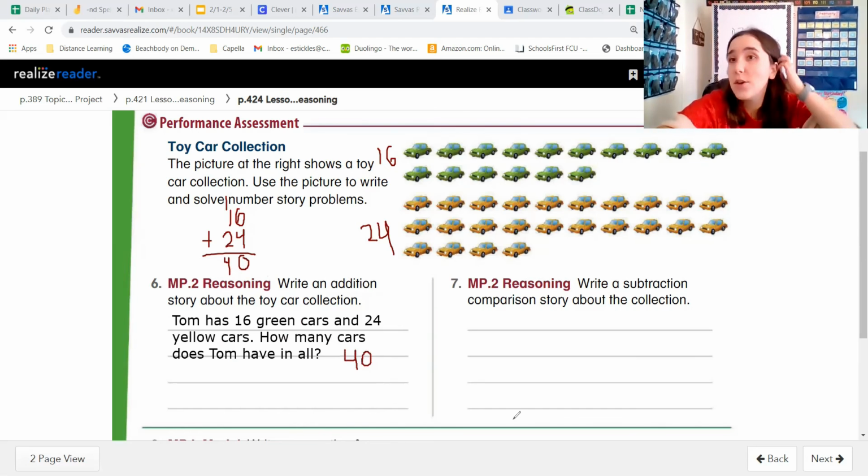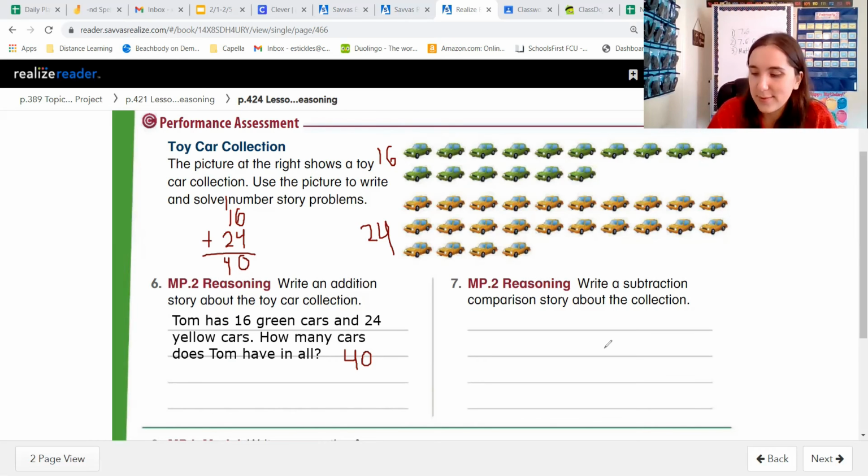Okay. Now you are going to use the numbers 16 and 24, and you're going to write a subtraction comparison story. So think about what sort of number story you could write that compares the amount of green cars and yellow cars that Tom has. Okay, take your time and then come back to me when you're all done. You ready? That's a tricky problem because it's comparing.